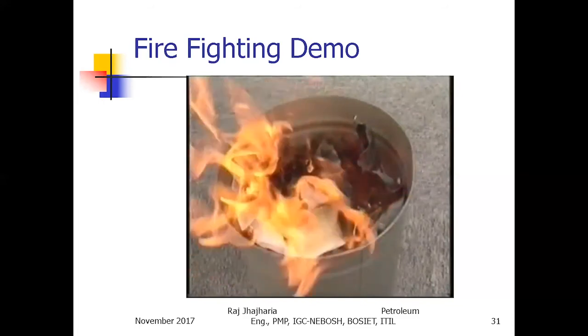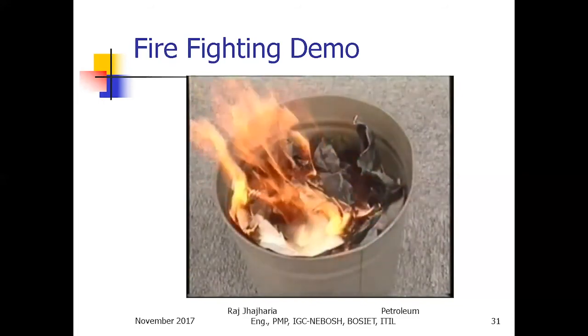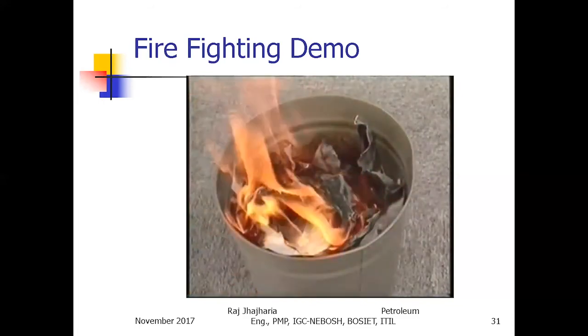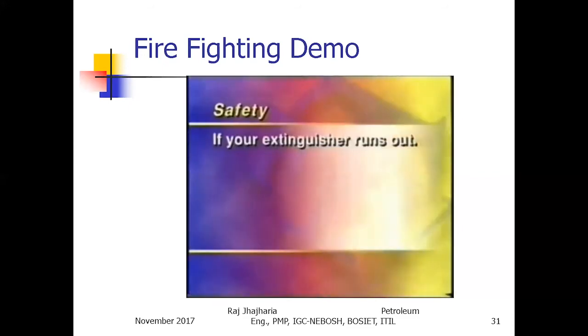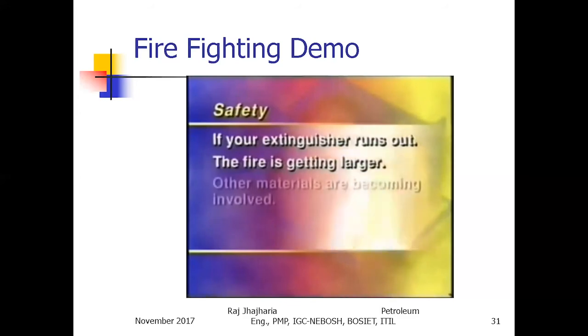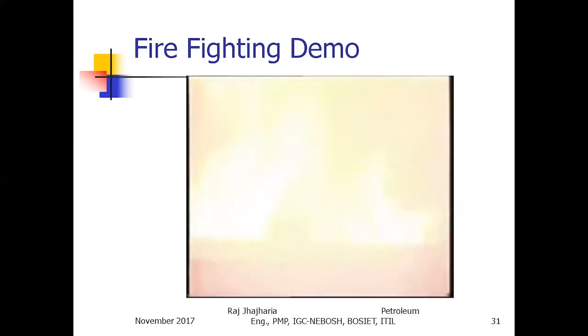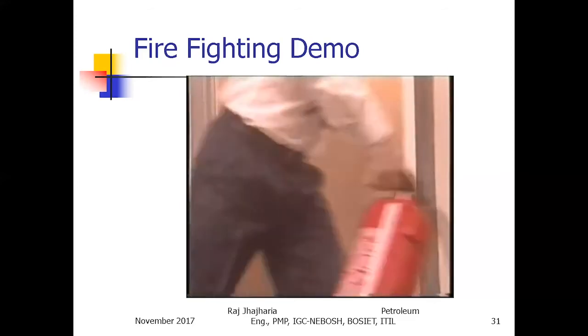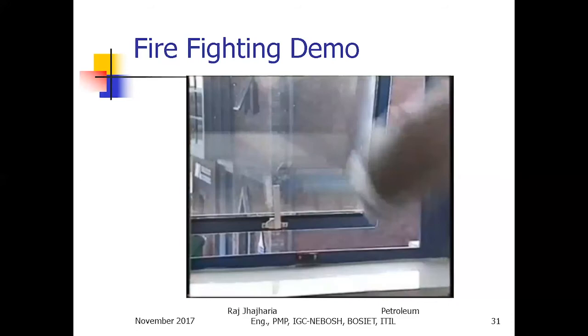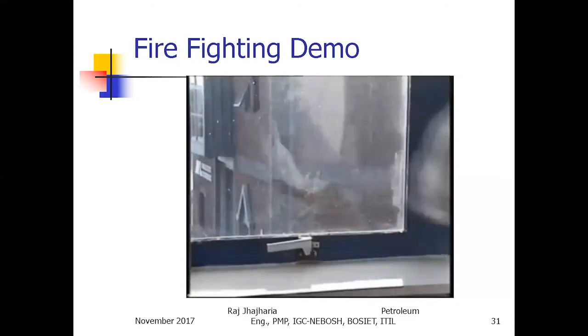The fire extinguishers you'll find around your building are suitable for small fires and fighting fires in their early stages. So if your extinguisher runs out, you find that the fire is getting larger, other materials are becoming involved, or you feel that you're not getting control of the fire, leave the area immediately, making sure that doors and windows are closed as you go.